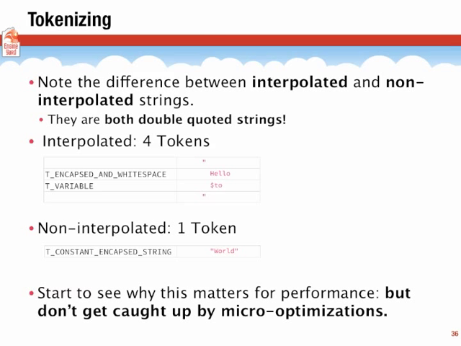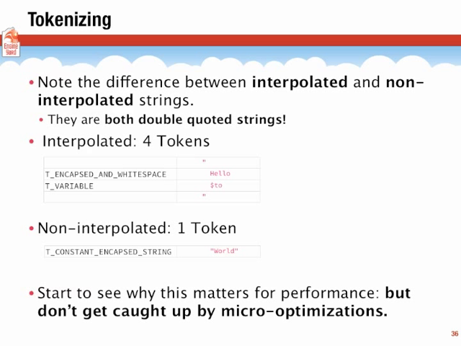One thing I want to draw your attention to is the different tokens generated by the two strings in our code. Both of these strings are double quoted, however, one includes a variable, $to, for interpolation, while the other one does not. When this is tokenized, the interpolated string results in 4 tokens: the opening quote, the static string hello, the variable, and the closing quote. The non-interpolated string, however, results in a single token, which is the quoted string world. Looking at this, we can start to see why this matters from a performance standpoint.